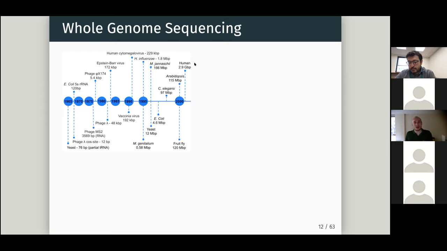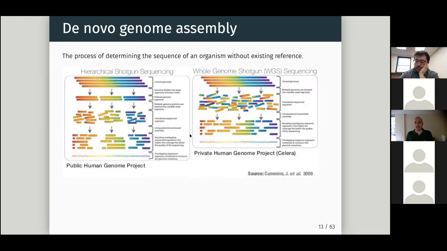Of course, the hallmark of all this is the year 2000, the end of the millennium, where the human genome is released, at least a draft of the human genome, but also the mouse genome, the fly genome, and so forth. Then, this slide is actually about the human genome. It describes the two main approaches that were applied to assemble the human genome.